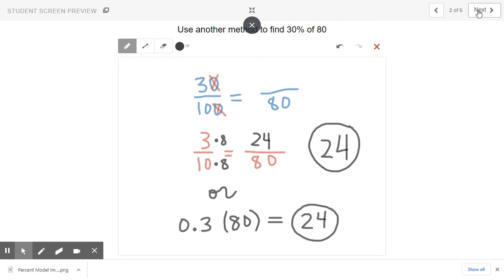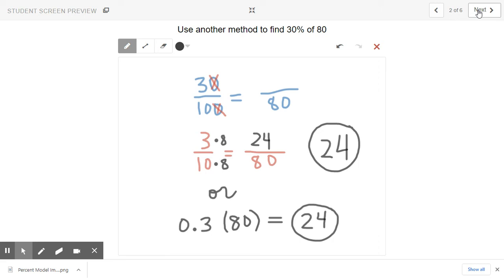Use another method to find 30% of 80. So here I did a proportion on top, and I can't change 100 into 80, so I simplified 30 over 100 to 3/10. Then I was able to multiply top and bottom by 8 to get 24 out of 80. So 30% of 80 is 24.